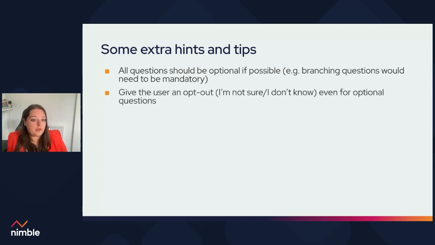Give them an opt-out. I always try and give them an opt-out. I'm not sure, I don't know. Even for optional questions. The reason for this is because they will then either skip the question if they want to skip it, but if they've actually read the question and they're genuinely unsure, they can tell you that they're not sure, and it gives you a little bit more information about the type of user. They might not have understood the question. It gives you more information there.